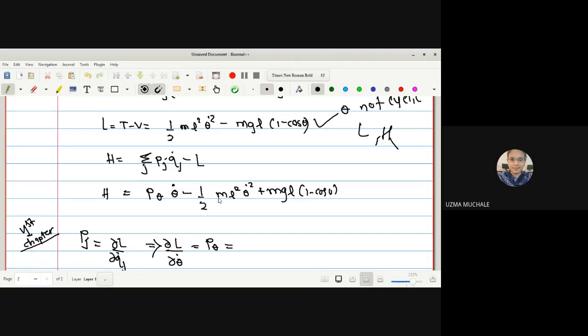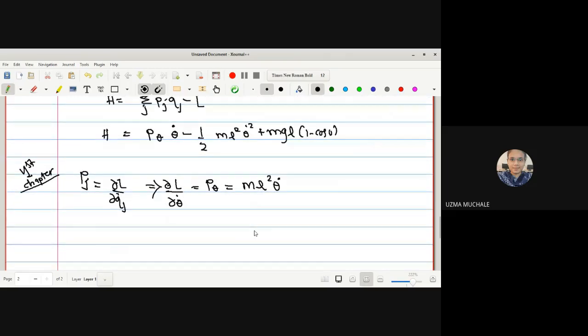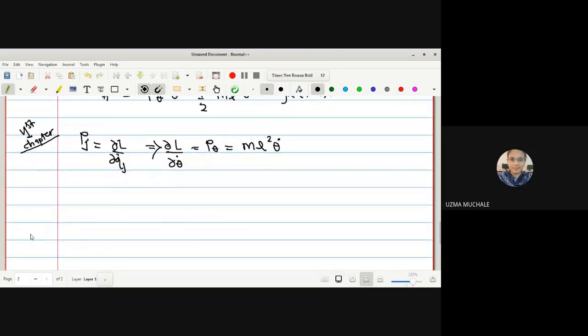What is the derivative of L with respect to theta dot? m l theta dot. m l square theta dot, na? Yes, l square. So 2 get cancelled. It will be simply m l square theta dot. There is no term of theta dot in the second term, so we can keep it as it is. That means that the derivative will be 0.